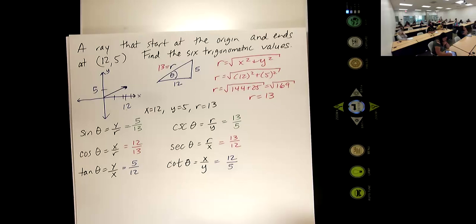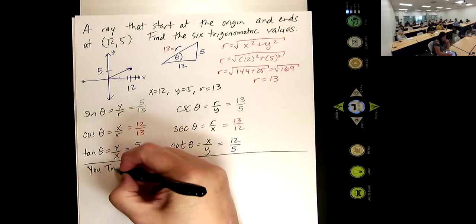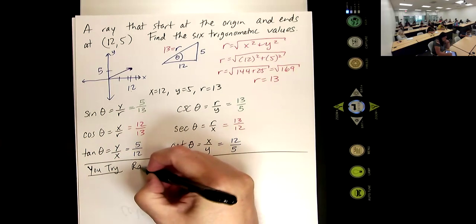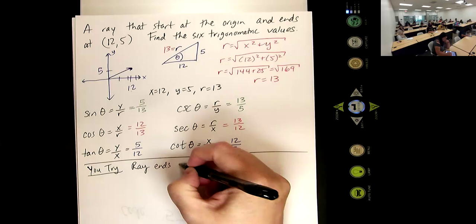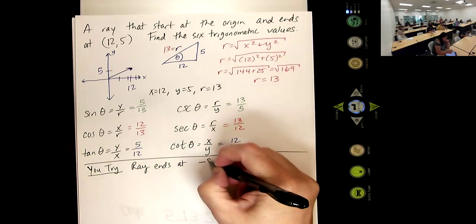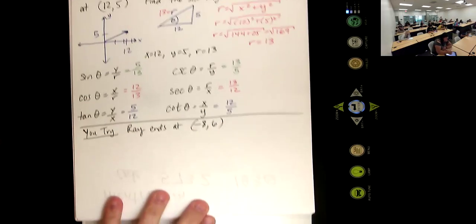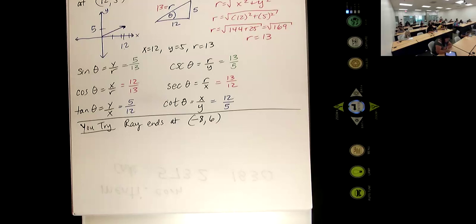All right, you guys try. Ray ends at, let's go with -8, comma 6. Give you a couple minutes to do this.